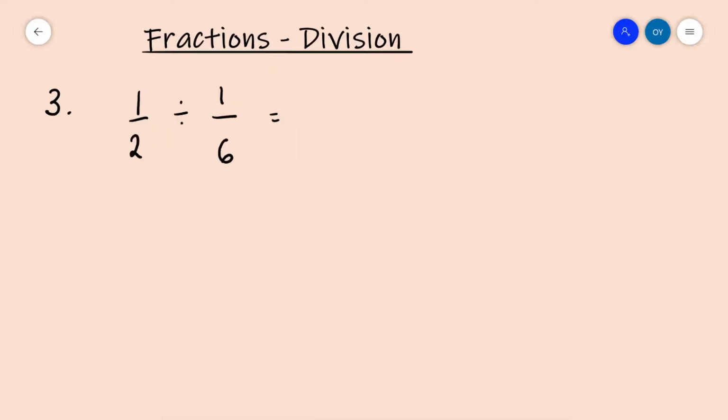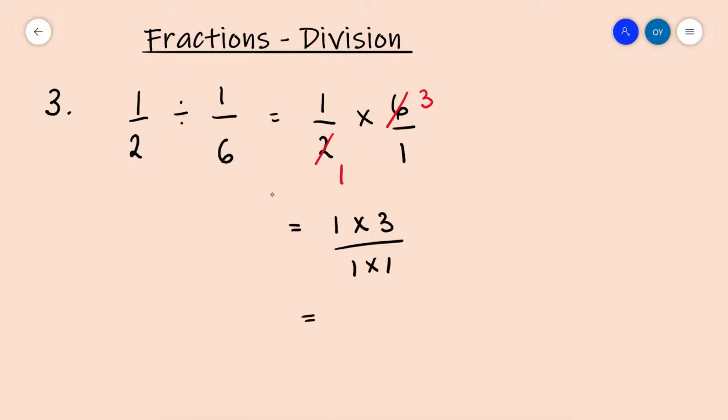Example 3. 1/2 divide 1/6. We have 1/2 multiplied by 6/1. Then we divide by 2. 2 divides 2, 1. 6 divides 2, 3. So we have 1 multiplied by 3 over 1 multiplied by 1. And that is 3/1. And that is 3.